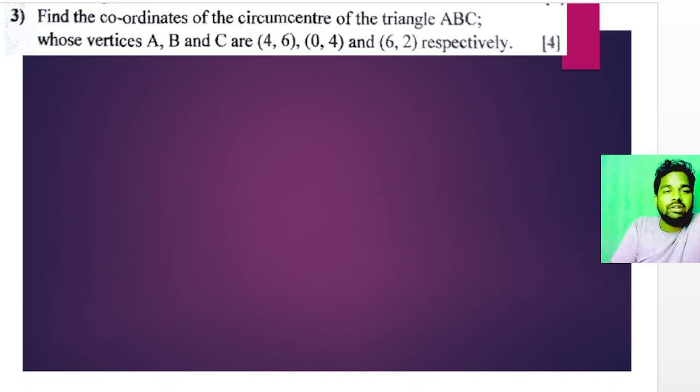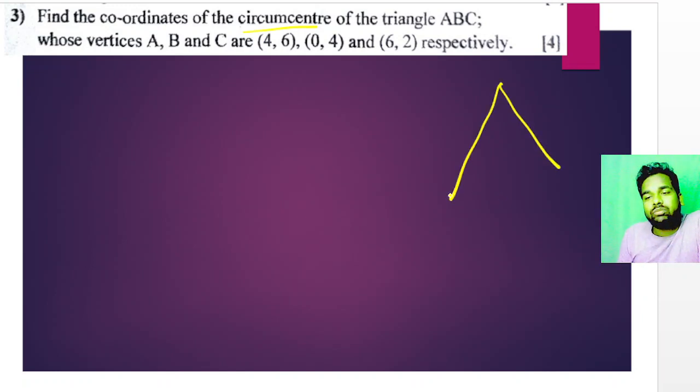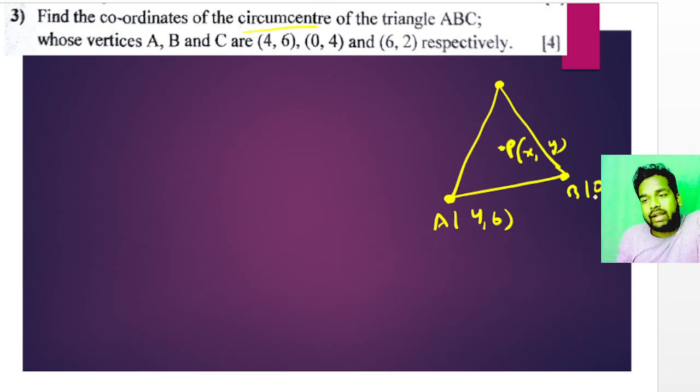Now the third question is asking about the coordinates of the circumcenter of a triangle ABC. I think everybody knows the concept: if three points are given, and there is a point P. Suppose this is the point A, that is (4, 0), B is (0, 4), and C is (6, 2). Now the question is to find the coordinates of the circumcenter. This point is actually the circumcenter.